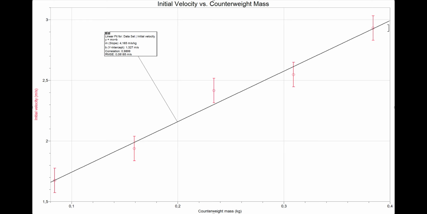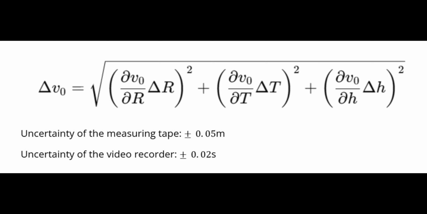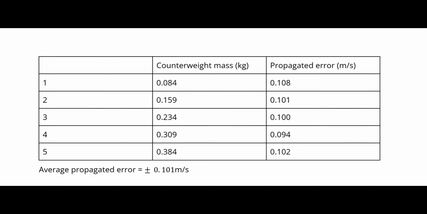payload. I didn't have a fixed value that I could compare my results with to find an error, so I took the uncertainties of the video recorder and the measuring tape I used in order to calculate an error margin using the following error propagation formula. Using this formula, I calculated the error margins seen on the screen.